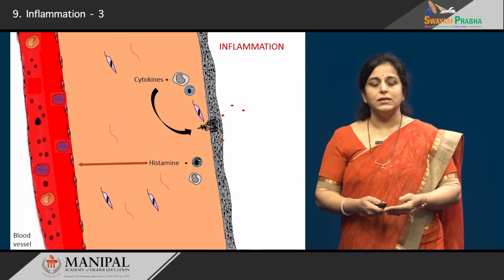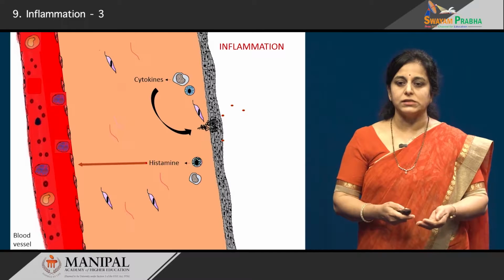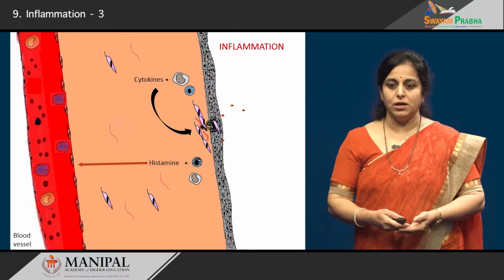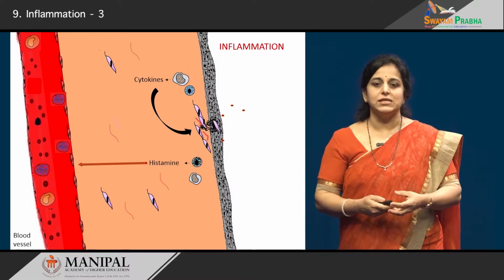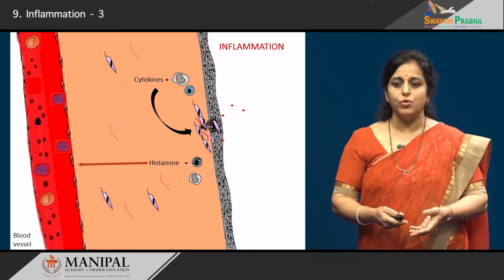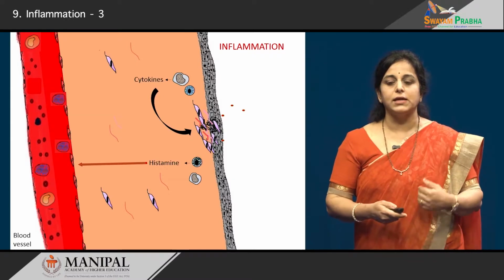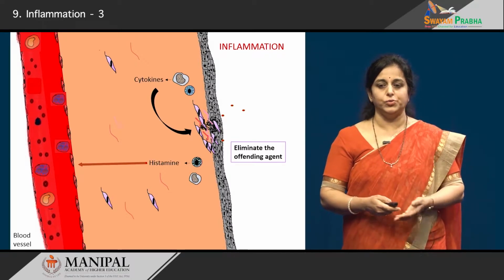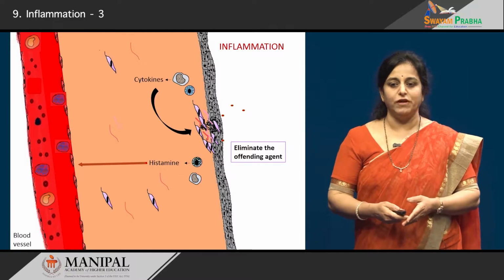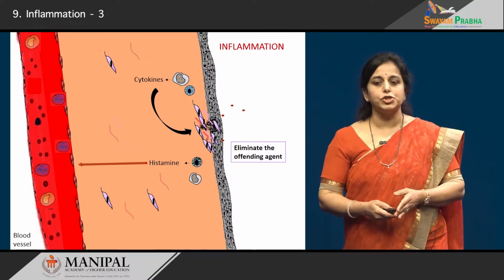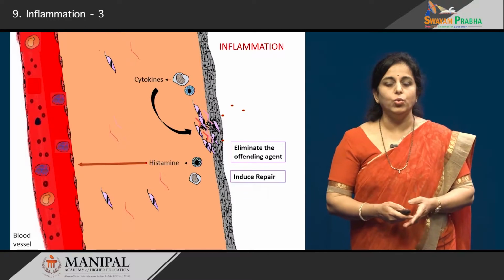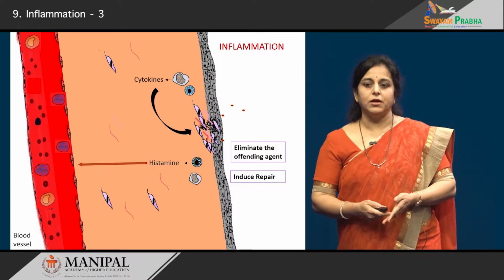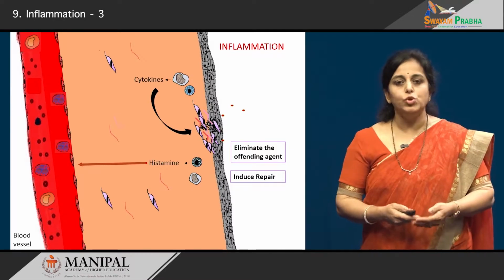At the same time here, the cytokines that are released by the macrophages cause proliferation of the fibroblasts, which also lay down collagen. So, basically this injured tissue is replaced by scar. So, you can see here proliferation of fibroblasts, deposition of collagen, and this has replaced the dead or injured tissue. So, the two main features of inflammation are, number 1, elimination of the offending agent, and number 2, inducing repair at the site of injury. Now, without inflammation, infections would go unchecked and wounds would never heal.